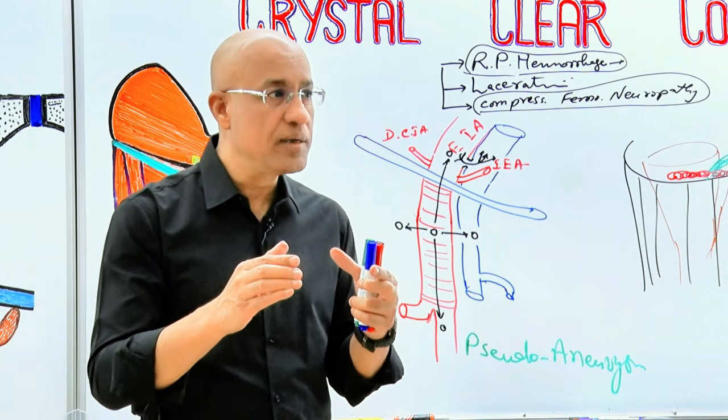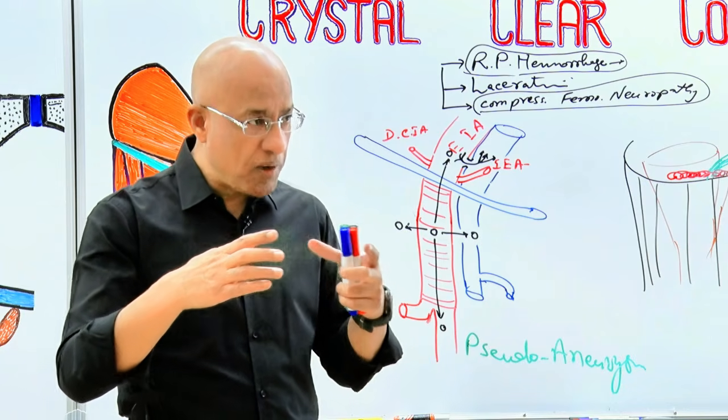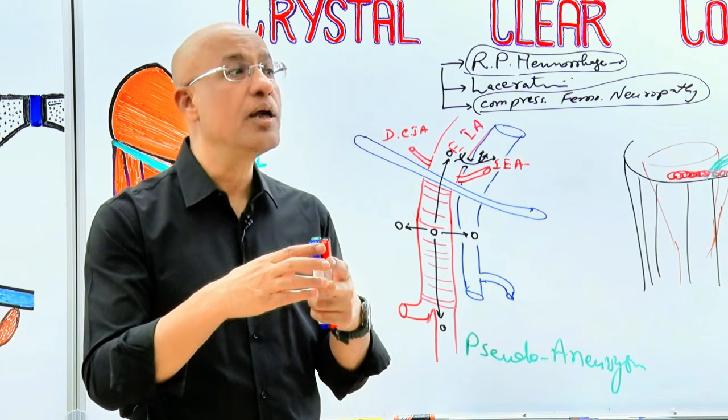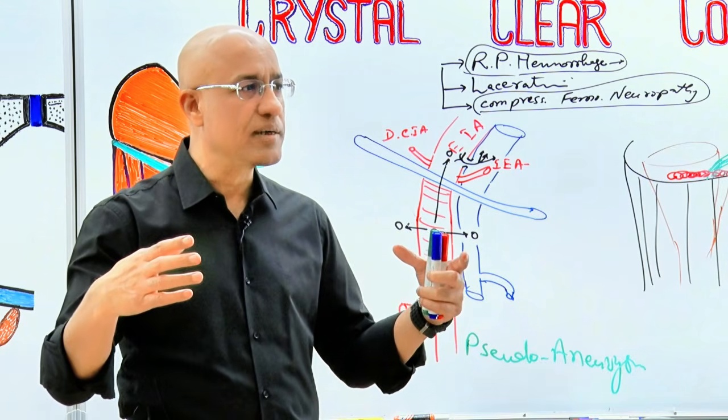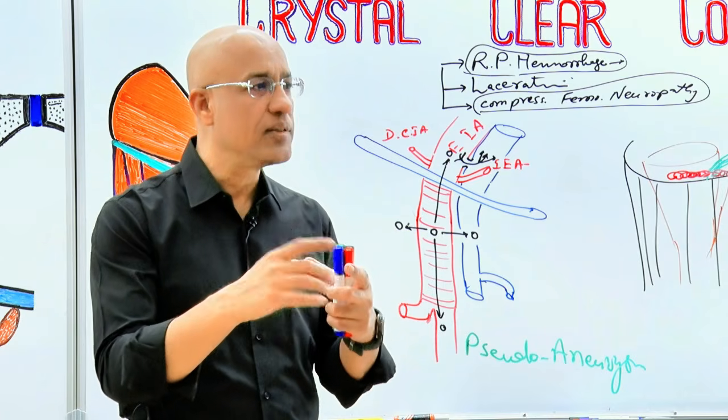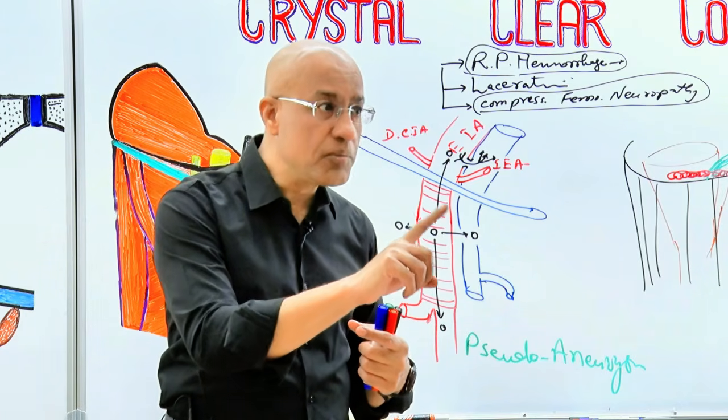Pathological permanent dilation of a blood vessel which is not reversible. Sometimes if you give a vasodilator, vessels dilate, and later on they go back to normal caliber. That is not an aneurysm. Aneurysm is what?